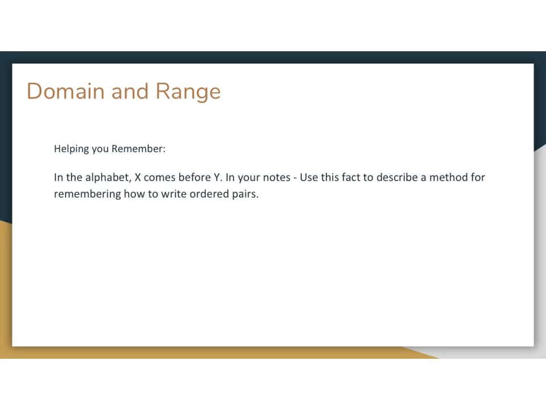A way to help you remember the domain and range: remember, in the alphabet, X comes before Y. Domain comes before range. So in your notes, use this fact to describe a method for remembering how to write the ordered pairs. So you can go ahead and write something that's going to help you remember domain and range.